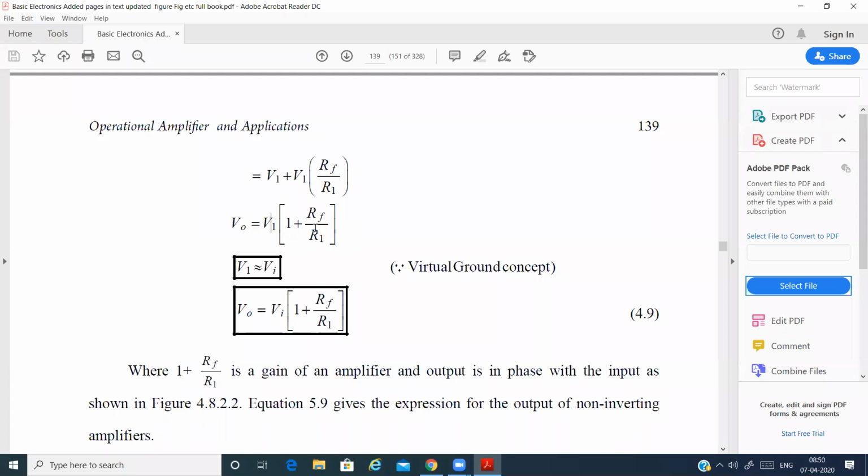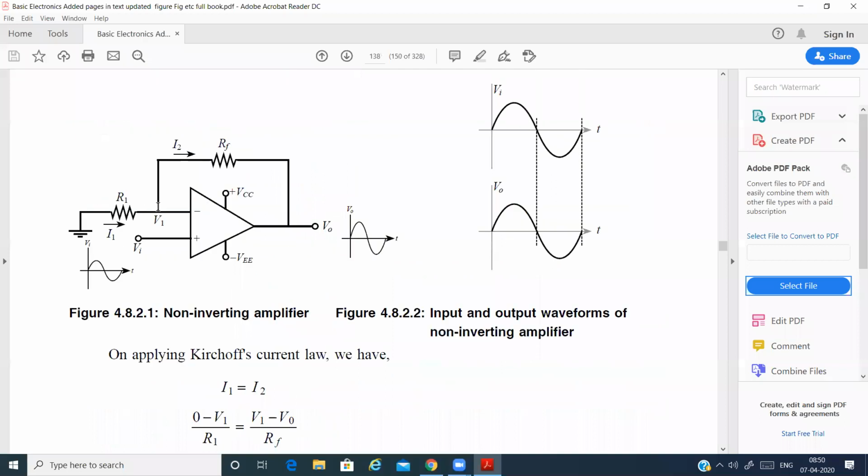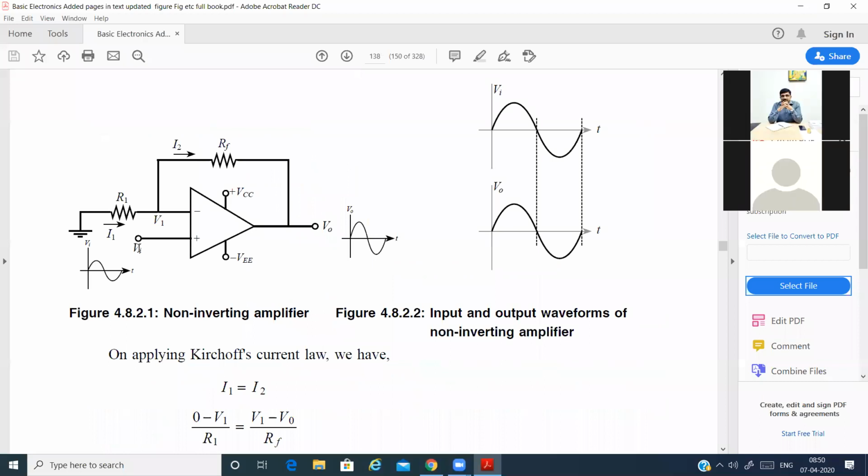Next we know that according to virtual ground concept, V1 is equal to Vi. According to virtual ground concept, V1 is equal to Vi. So in the place of V1, we can put Vi.